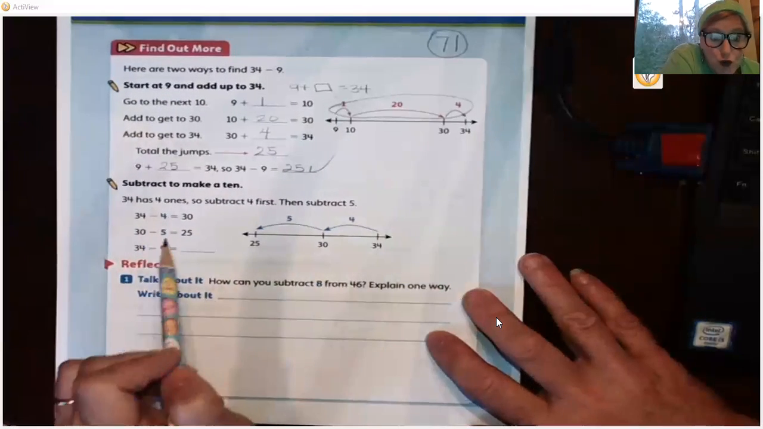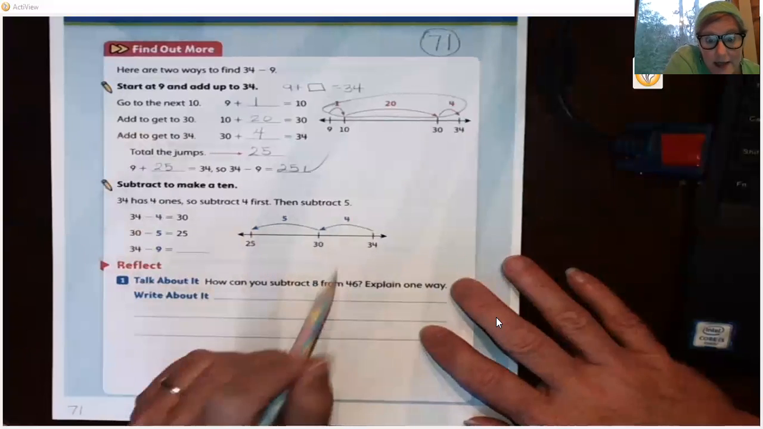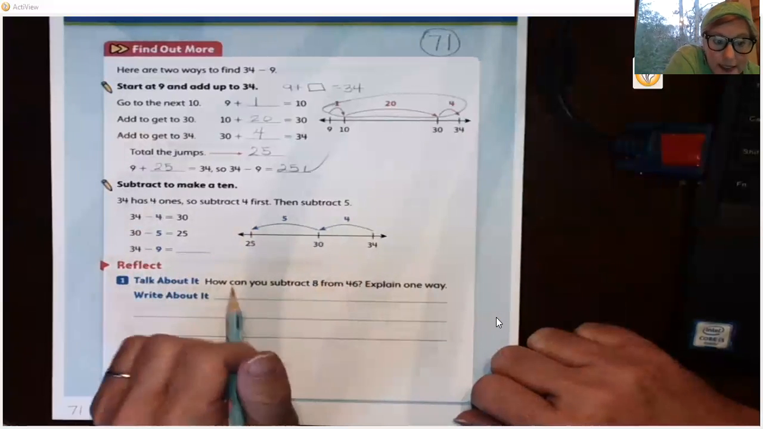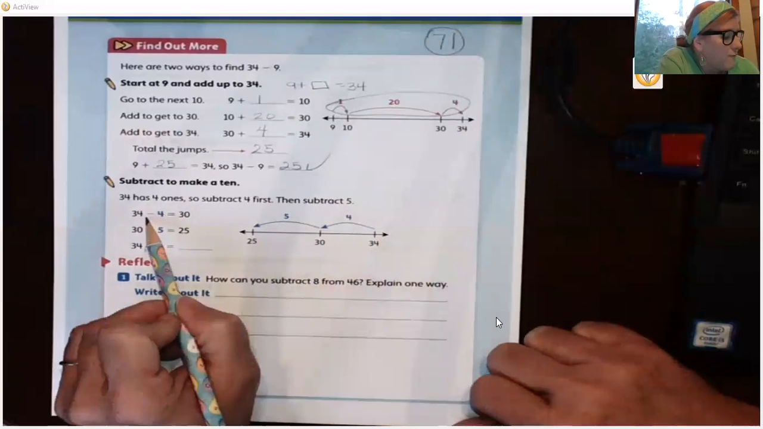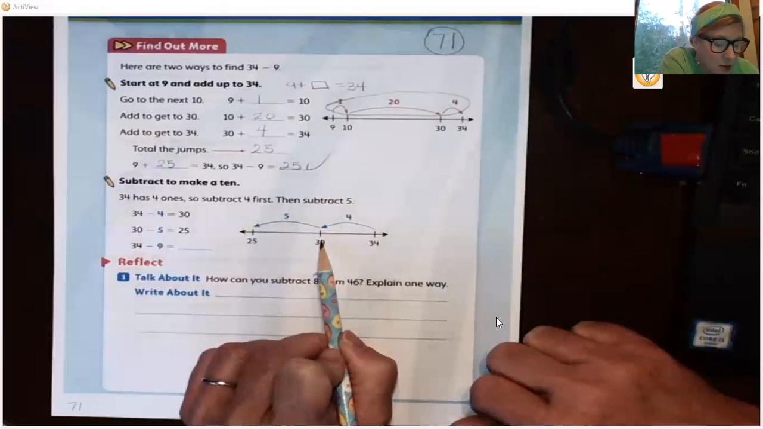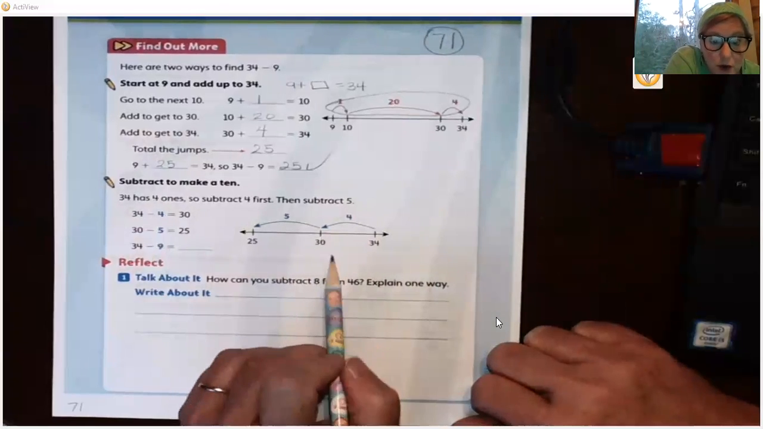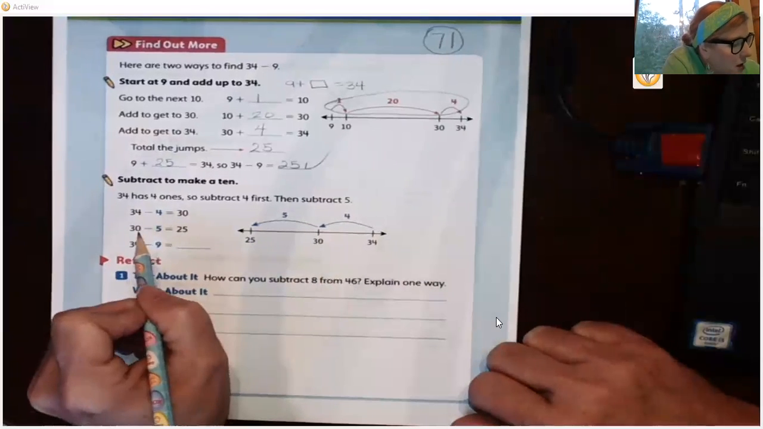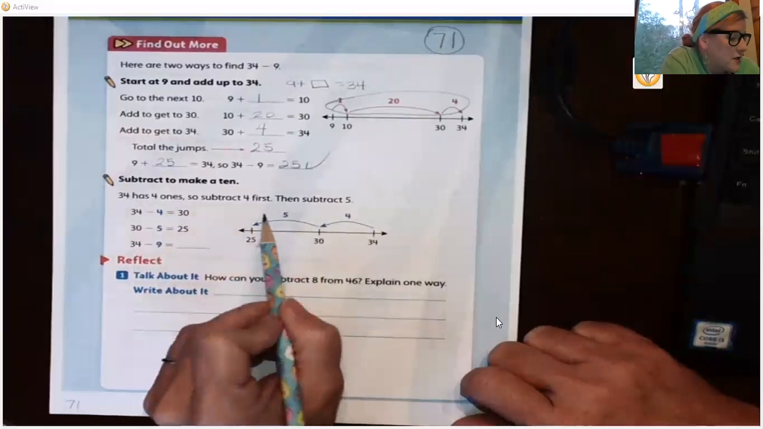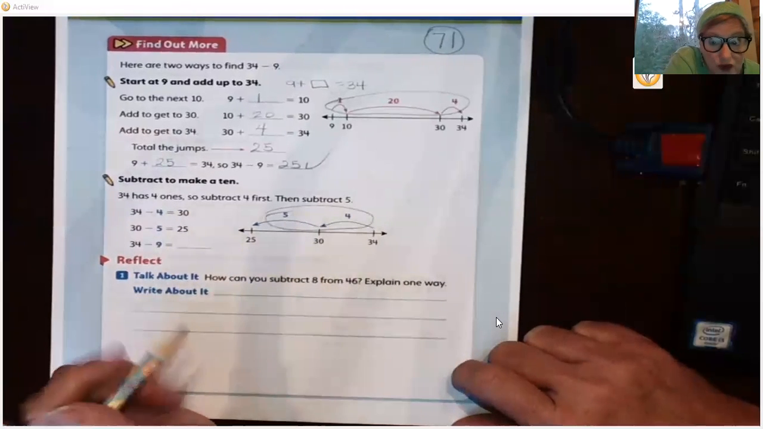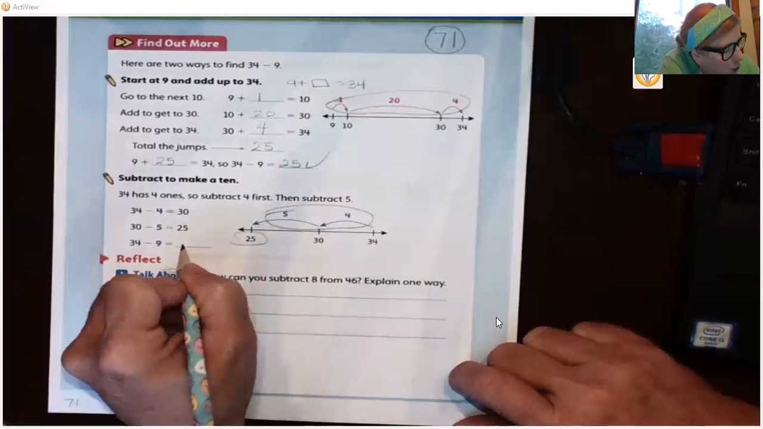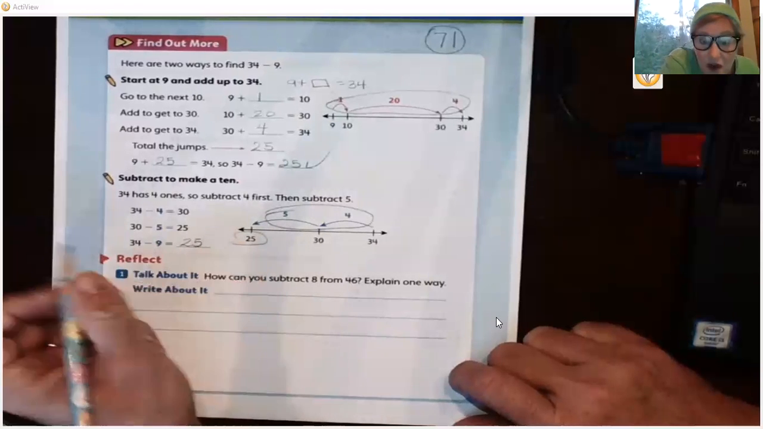You could also subtract to make a 10. So you could go backwards like we did for our second strategy yesterday. So 34 minus 4 equals 30. We went to the next number that ends in a 5 or a 0. Then 30 minus 5 equals 25 because 5 and 4 is a total of 9. So 34 minus 9 once again equals 25.